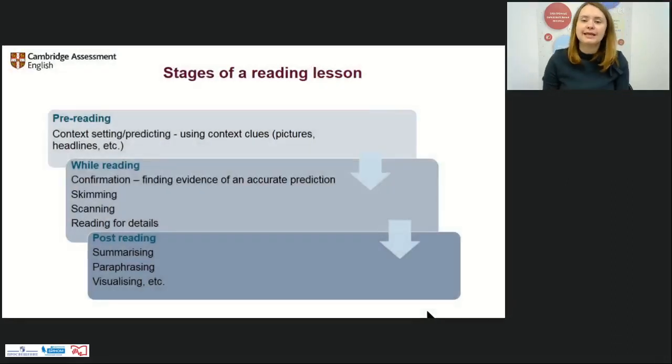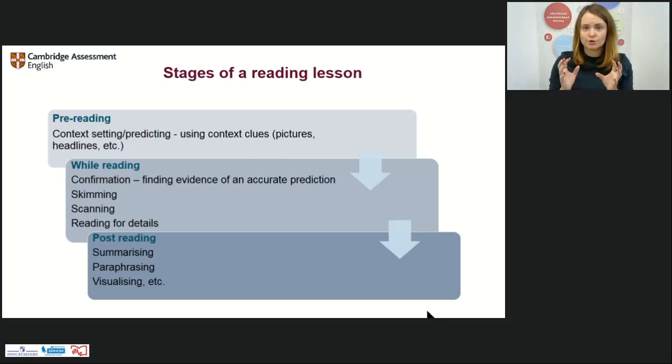Okay, if we speak about planning a reading lesson and planning a listening lesson also, it usually consists of 3 parts. So you would have pre-reading, while reading, and post-reading. Make sure you have all 3 of them because it will make your students feel more comfortable and will lead to success. So during the pre-reading stage, and I can't really stress that more, prediction, a lot of prediction, a lot of context setting activities, eliciting something from them.